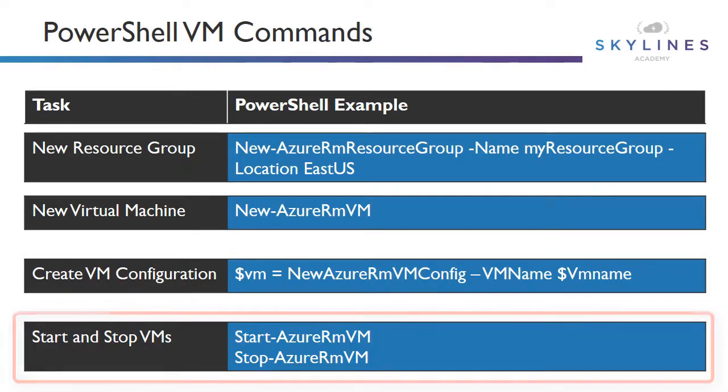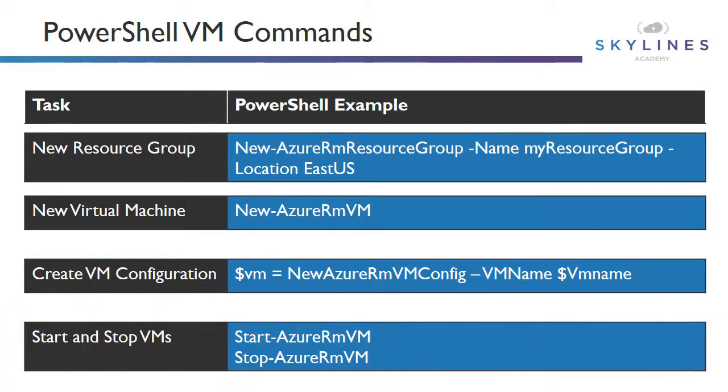Finally, we've got some commands for starting and stopping the VMs. So to start a VM, it's simply Start-AzureRmVM and pass it your virtual machine, and to stop a VM is Stop-AzureRmVM. Now let's go and look at the actual code that will be necessary to deploy the VM.